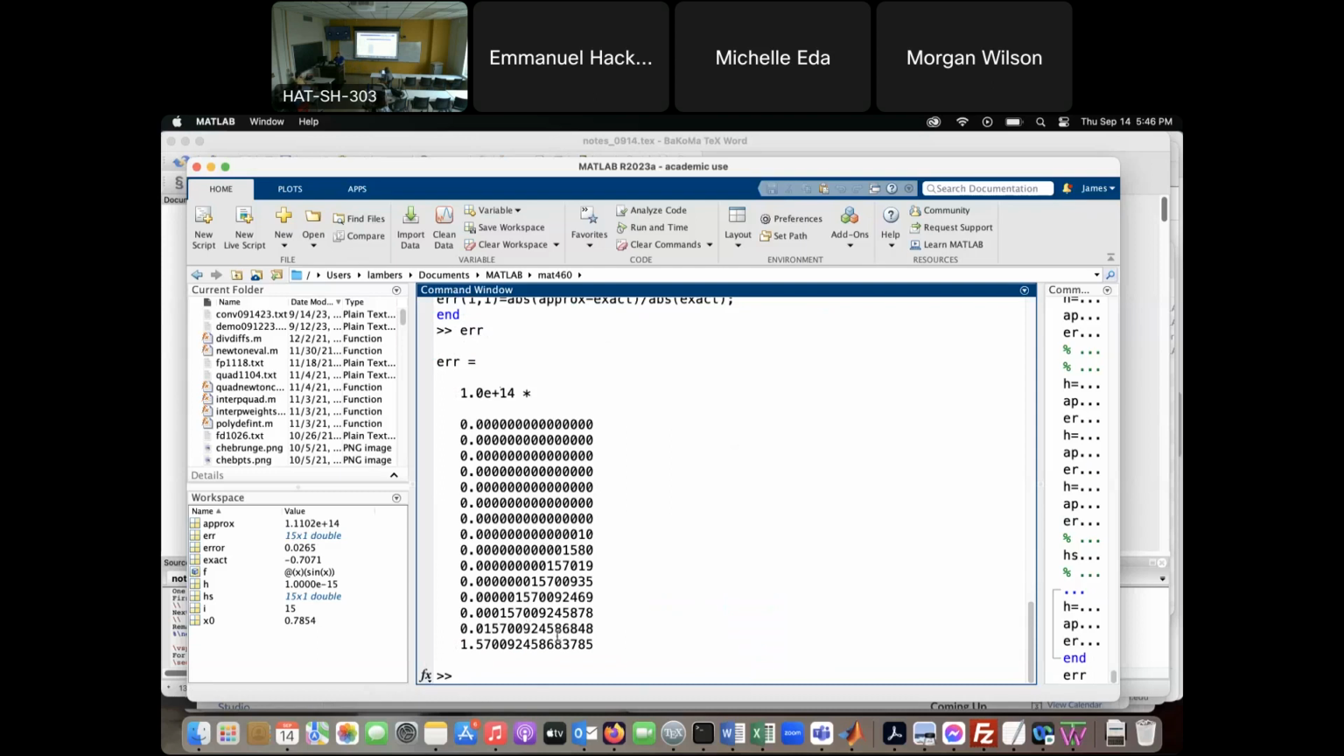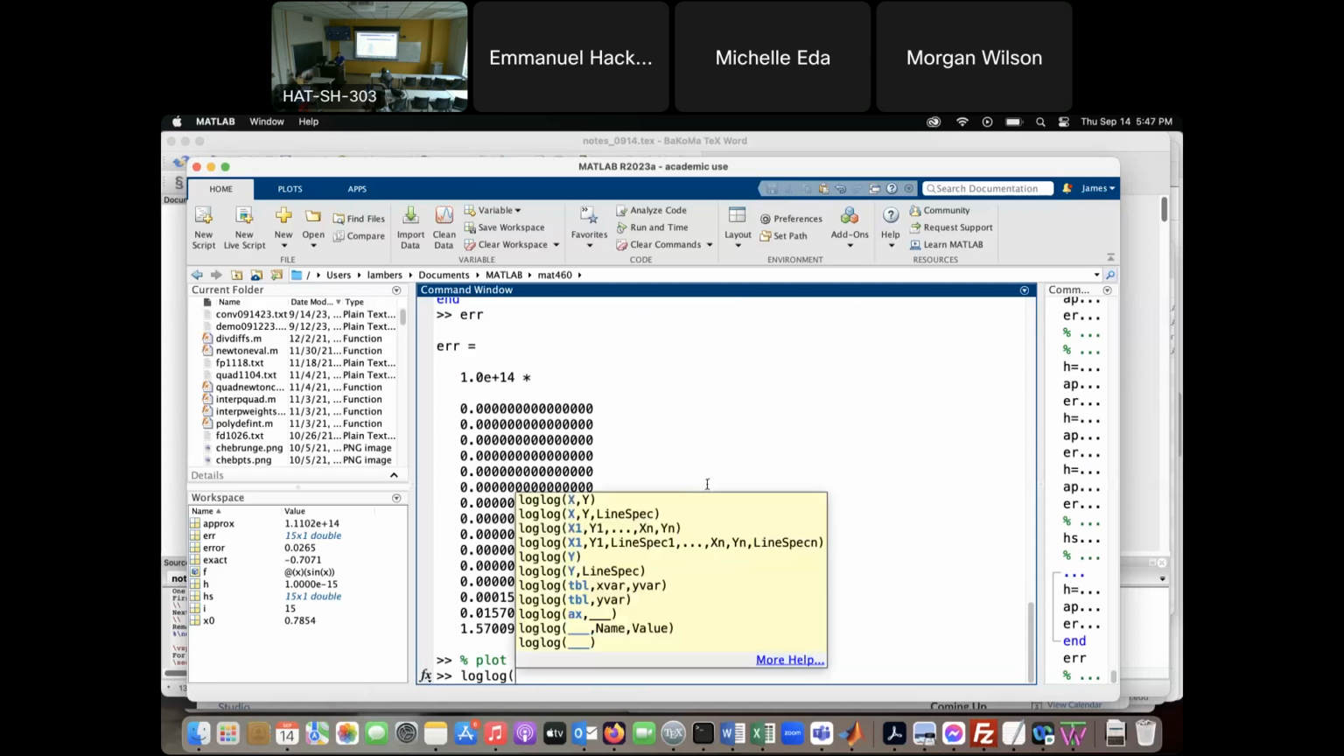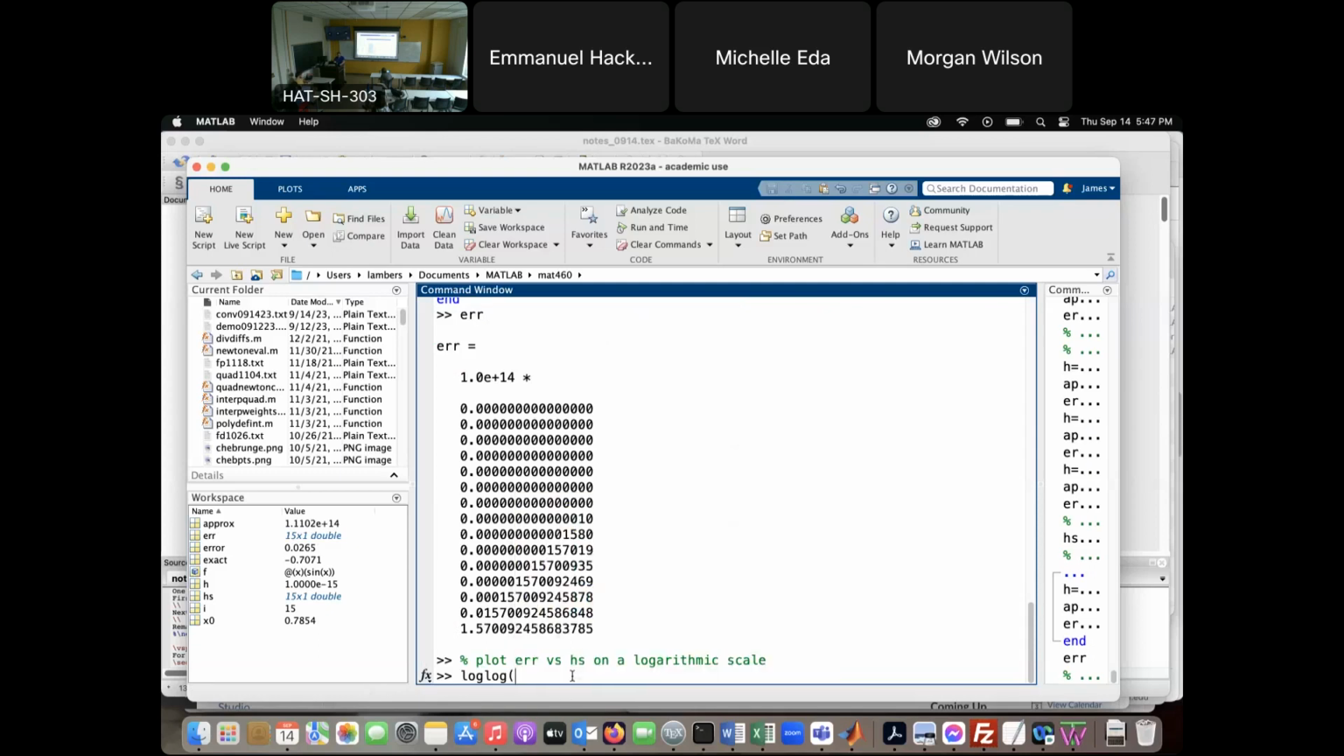Now, seeing this vector, we can't really tell what's going on because all these values appear to be 0, but they're really not. So what I'm going to do is plot the error versus the h values on a logarithmic scale. That's good for visualizing order of magnitude. So I do loglog. Loglog is similar to plot, except it plots on a logarithmic scale on both the x and y axis.